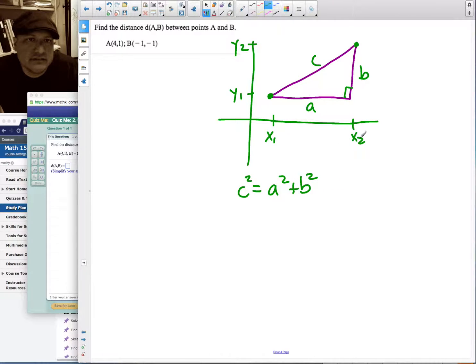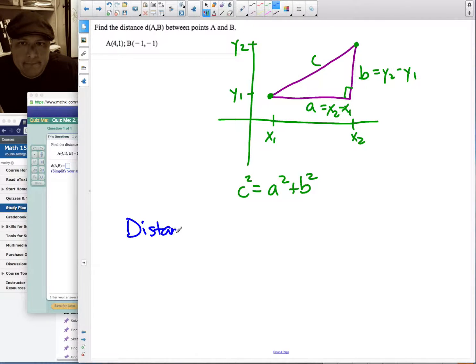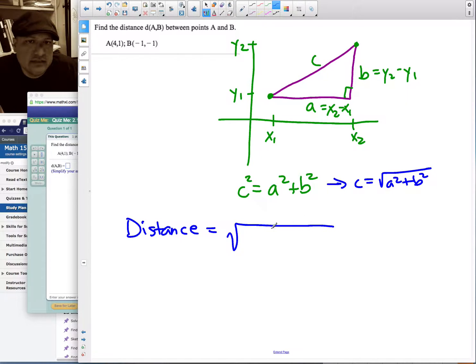But A is just x2 minus x1. It's the distance between here. And B is just y2 minus y1. So what we get is the distance squared. So then you have to just take the square root of both sides. The distance is equal to the square root of x2 minus x1 squared plus y2 minus y1 squared.